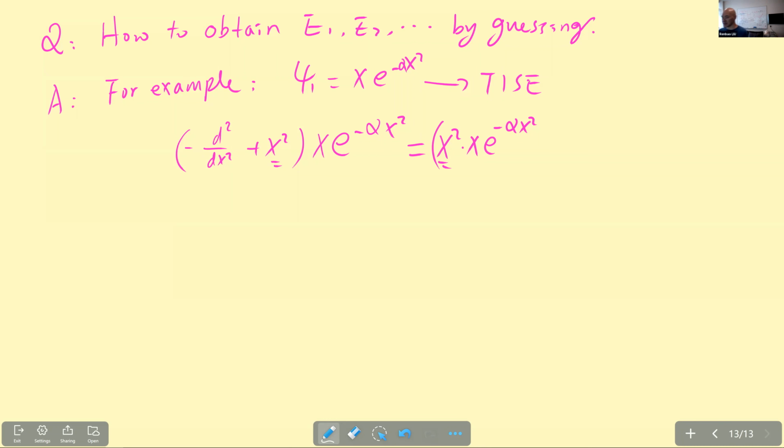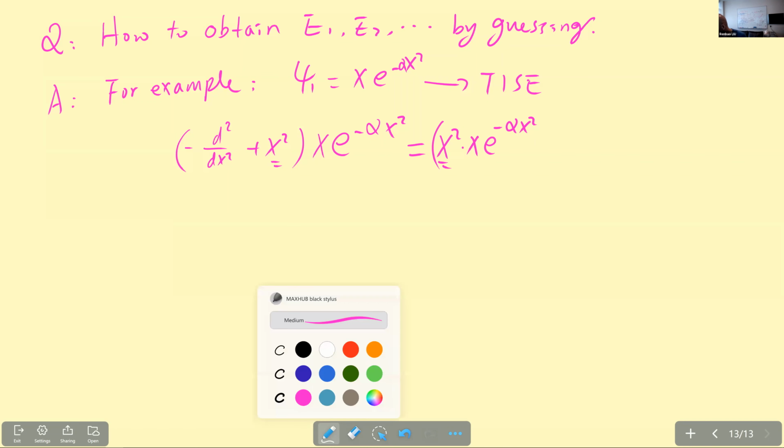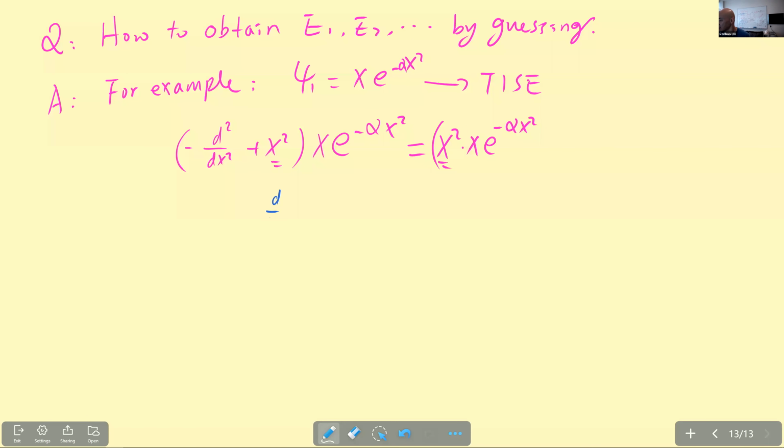And then you do a differentiation twice. Let's do this one, d over dx of x e to the minus alpha x squared. So this will give us two terms. The first one will be just simply, you act on this one, right? And then the second one will be minus 2 alpha x squared e to the minus alpha x squared. Sorry, this is alpha. Okay, now you do this one twice. So you have to do this one again, right?